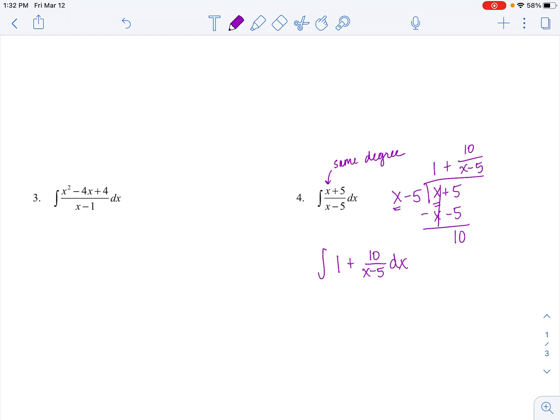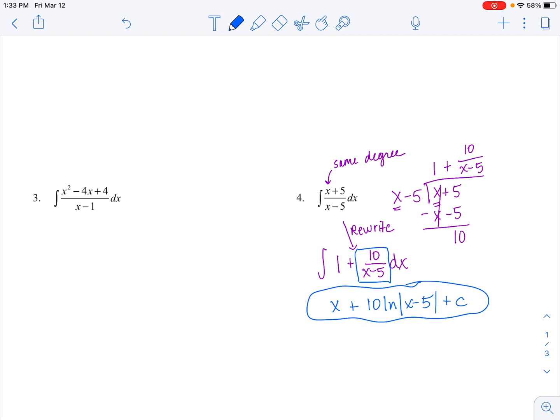So remember that there's a moment where we're rewriting the integral. I haven't actually integrated yet. And now my job is to go ahead and integrate. So the integral of 1 is x, and then the integral of the next chunk is 10 ln x minus 5 plus c.